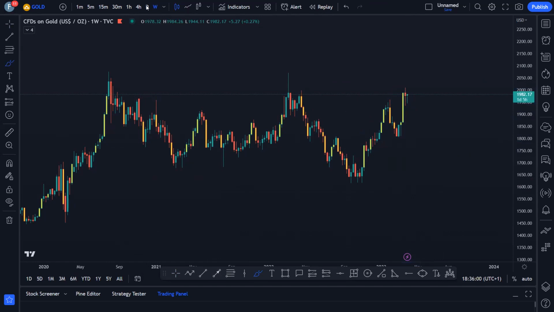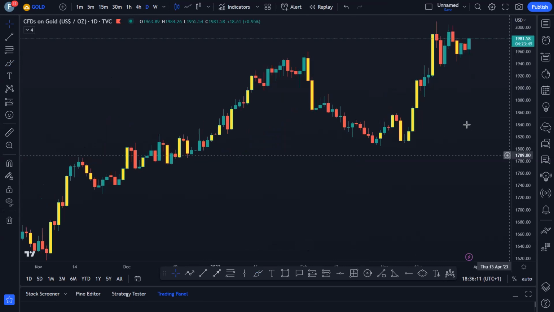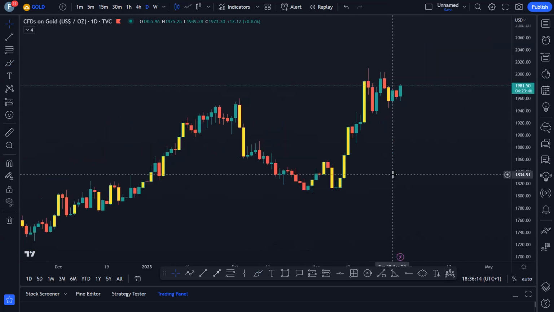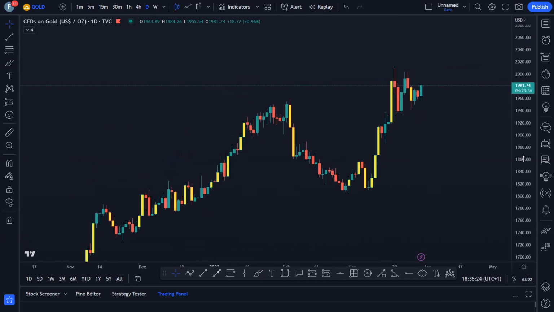Let's go to the daily time frame. All right, so price is still very much bullish as well on the daily time frame. So let's just go along with the bullish momentum first while we spot a sell scenario as well. Now, we know that price is bullish, and in a bullish environment, it makes sense to wait for price to retrace into a demand zone before you look for buys.